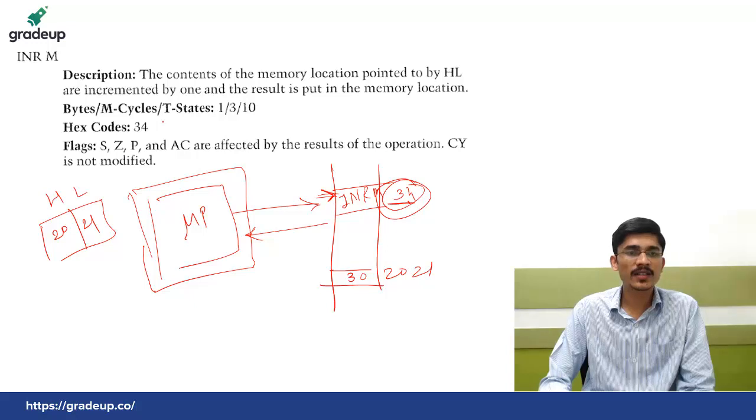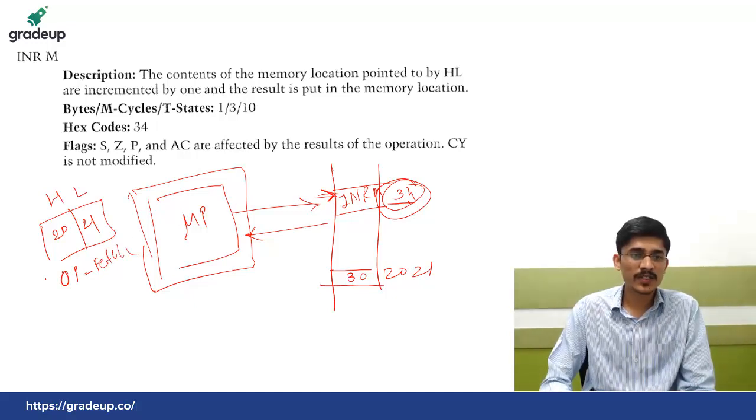It has to add the contents of the memory location pointed by HL, incremented by 1, and the result again has to be stored in the same location. So basically this 30 should become 31. What will happen is first an opcode fetch will be there.